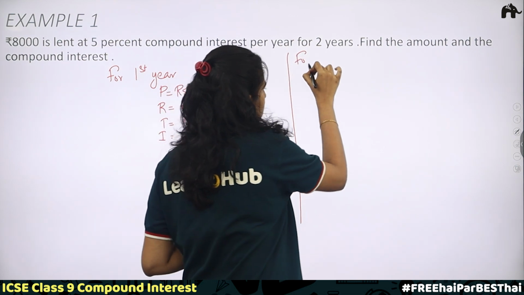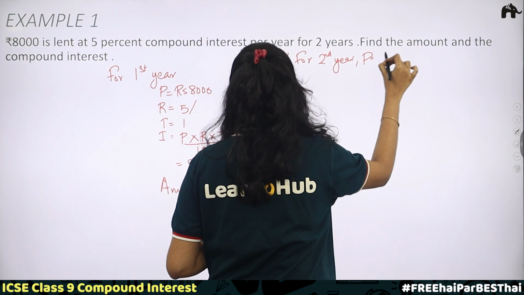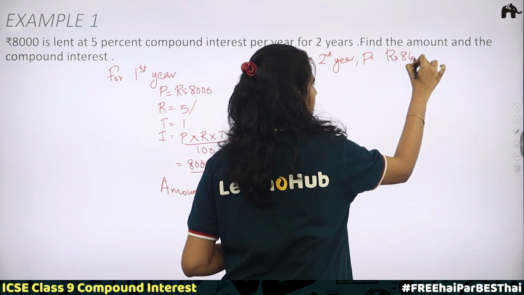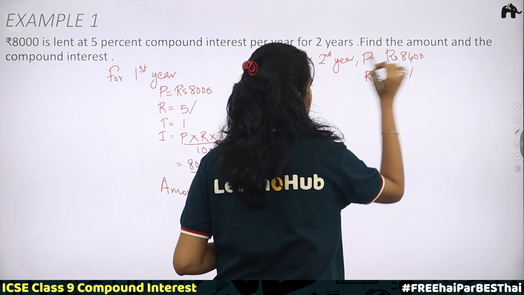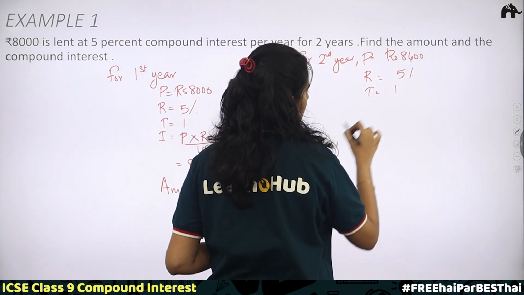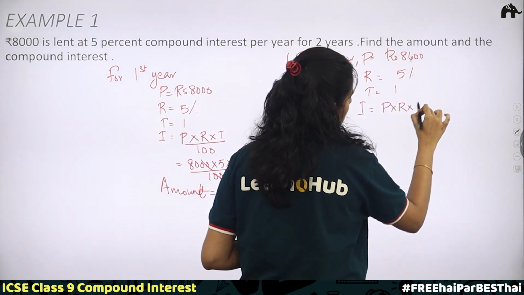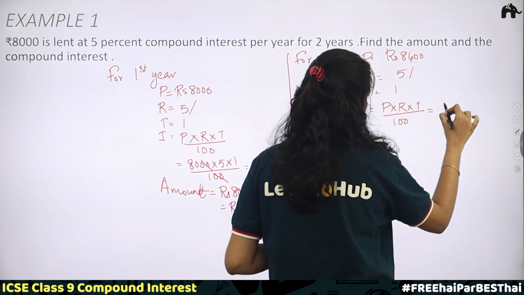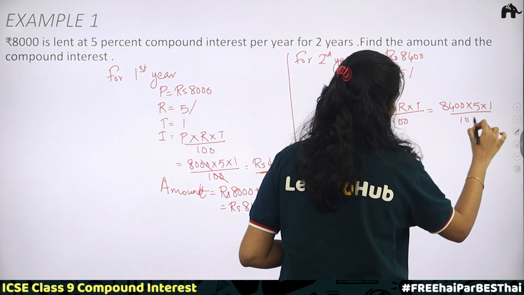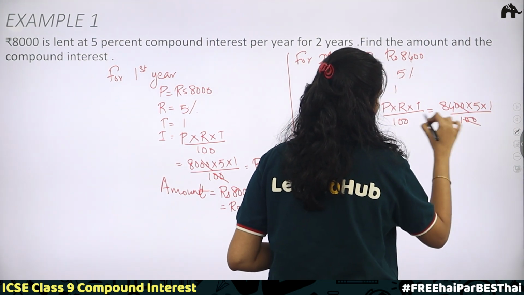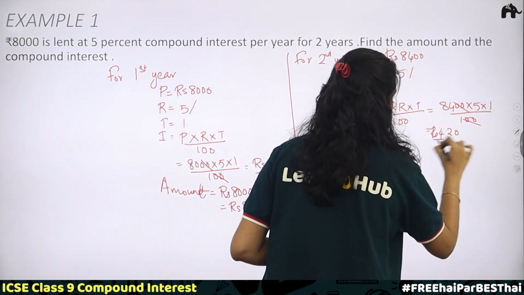For the second year, principal is equal to rupees 8,400. Rate of interest will be equal to 5%. Time equal to 1 year. Interest will be equal to P into R into T divided by 100, equal to 8,400 into 5 into 1 by 100. Cancelling zeros, you will be getting 420. Rupees 420 is the interest.